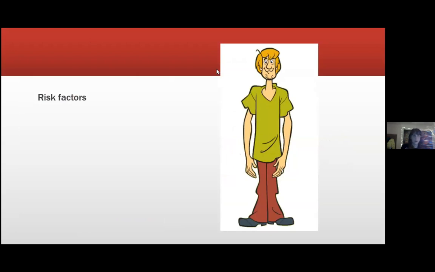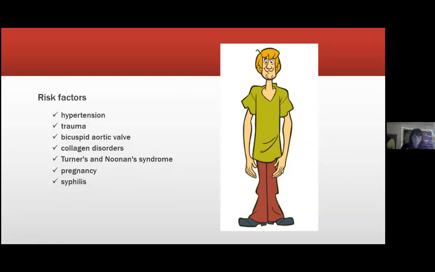So looking at Shaggy, we've read one of the risk factors is Marfan's, but the most important risk factor is actually hypertension. Other risk factors include trauma, bicuspid aortic valve, collagen disorders, so that's Marfan's and Ehlers-Danlos, Turner's and Noonan syndrome, which are slightly more rogue, pregnancy, and syphilis.